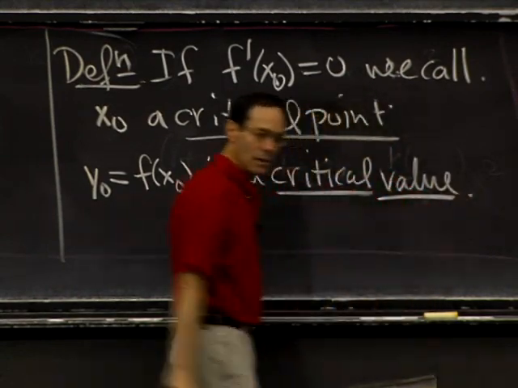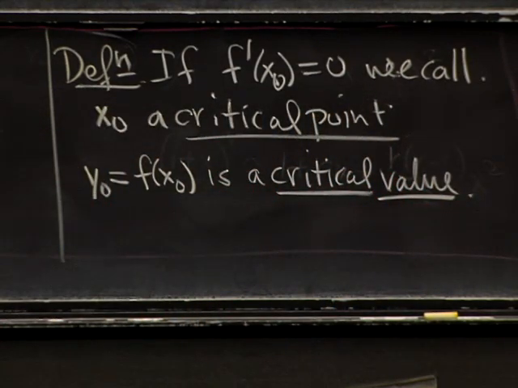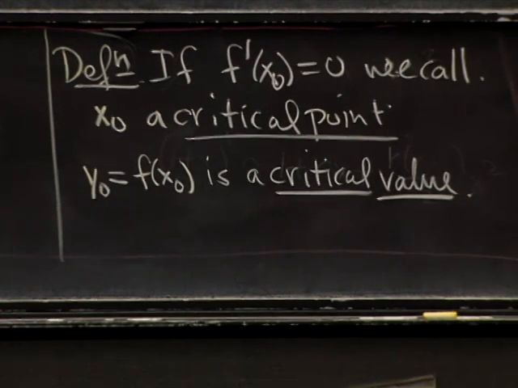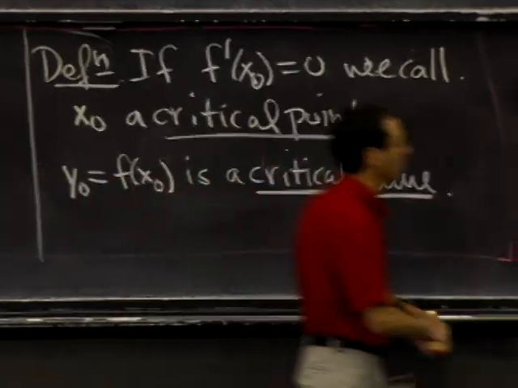All right? So these are the key numbers that we're going to have to work out in order to understand what the function looks like.